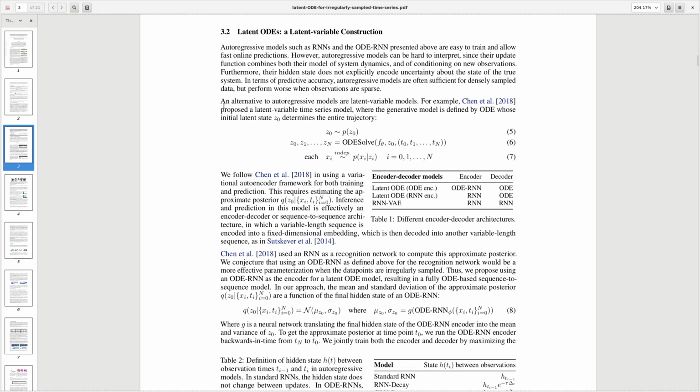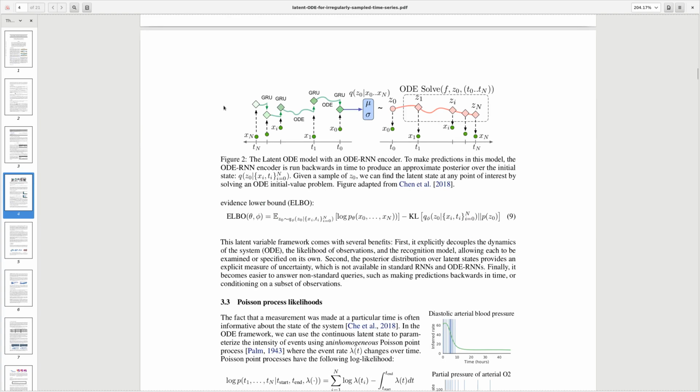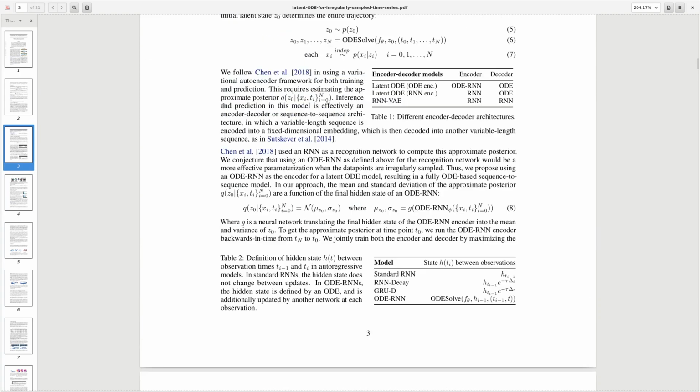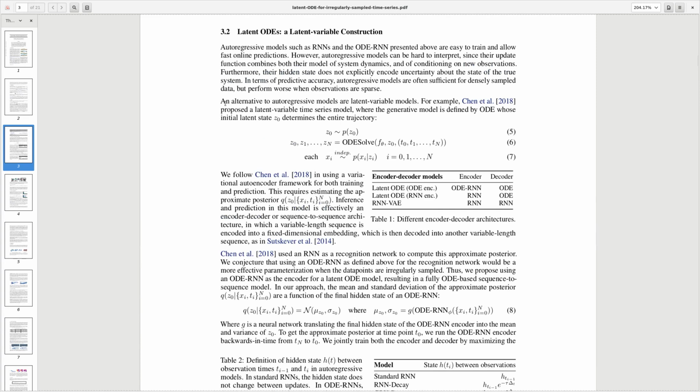Latent ODEs and latent variable construction. Autoregressive models such as RNNs and ODE-RNNs presented above are easy to train and allow fast online predictions. However, autoregressive models can be hard to interpret since their update function combines both their model of system dynamics and conditioning on new observations. Furthermore, their hidden state does not explicitly encode uncertainty about the state of the true system. In terms of predictive accuracy, autoregressive models are often sufficient for densely sampled data, but perform worse when observations are sparse.